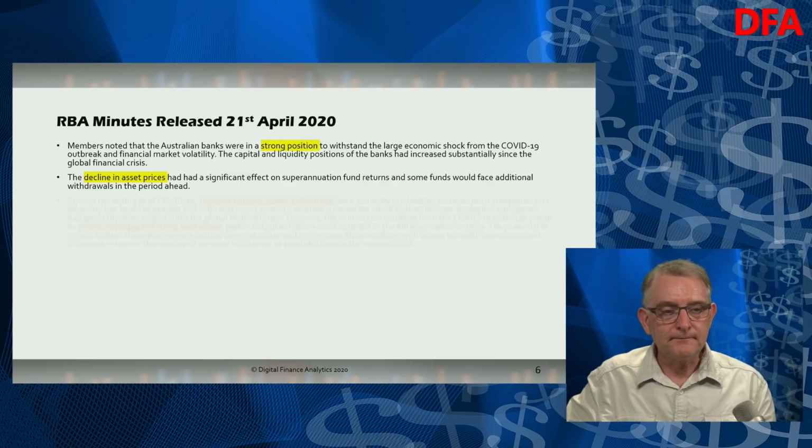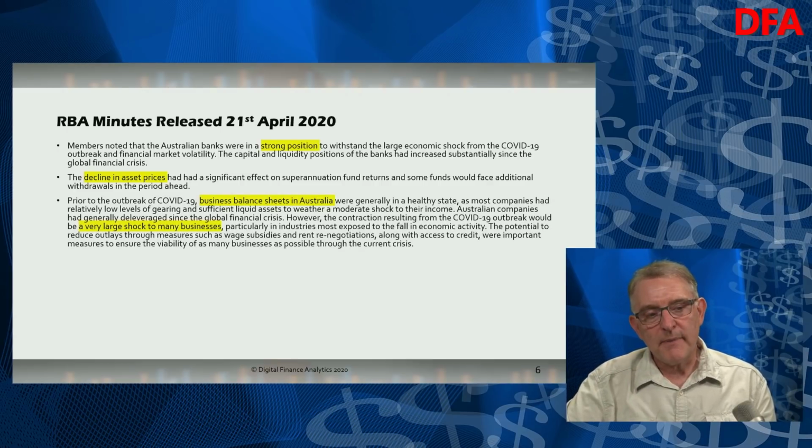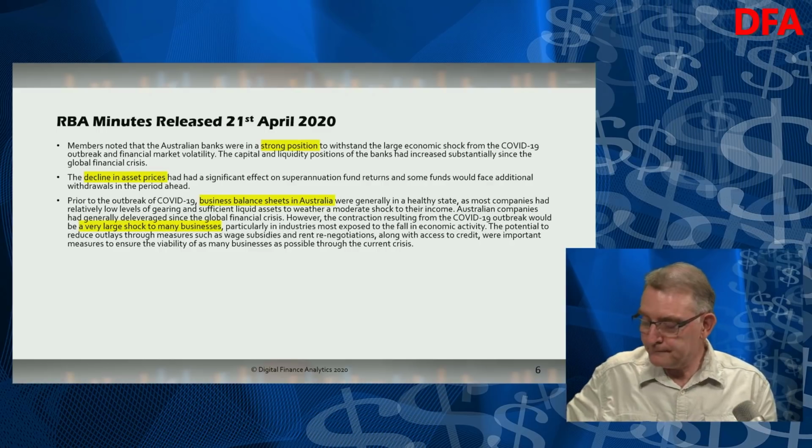Next one is that the RBA said that business balance sheets in Australia were in pretty good state, and they went on, though, to say that the potential of COVID is to create a very large shock for many businesses, particularly industries most exposed to the fall in economic activity. And I agree with that. My surveys are showing that some particular industries are really languishing at the moment. We'll touch on that a bit more later. Other industries, less so. It depends on where you are in the country and what industry you're in.